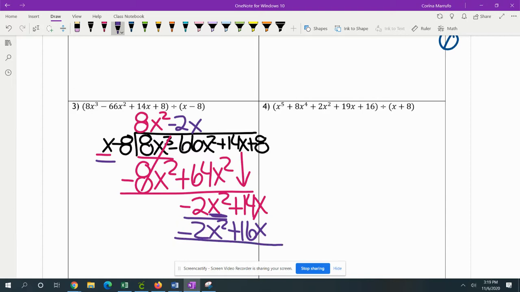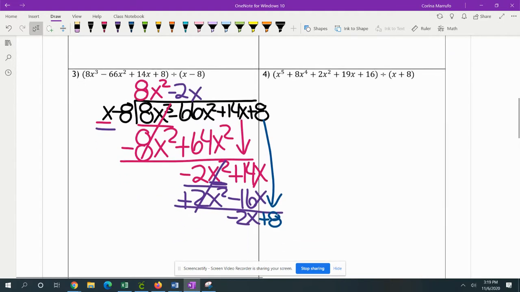And then we're going to go ahead and subtract. So this negative 2x squared ends up turning to a positive 2x squared. This plus 16x is going to end up turning into a minus 16x. So negative 2x squared plus 2x squared cancels. 14 minus 16 gives us negative 2x. And then our last step is to drop the 8. So it's a plus 8.